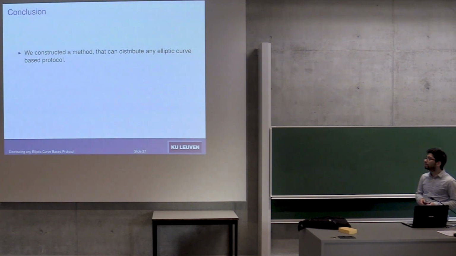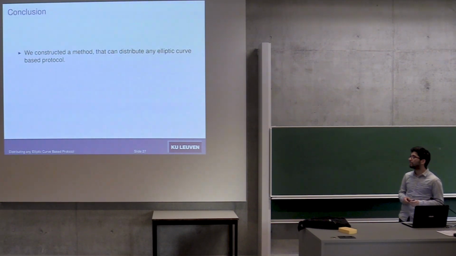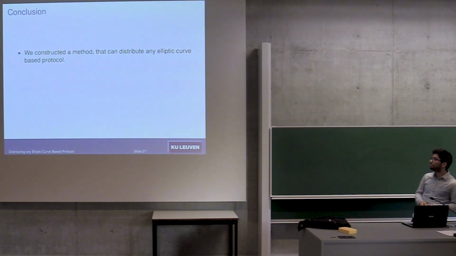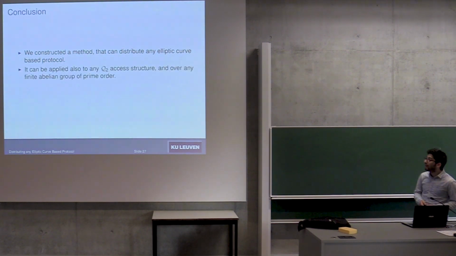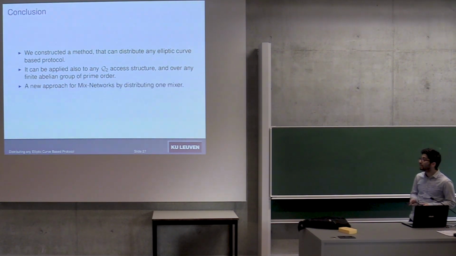And so to conclude, in this paper we constructed a method that we can use to basically distribute an elliptic curve-based protocol. This method can also be applied to any Q2 access structure where the usage of MACs is not required. And actually we can use it to distribute any computation over a finite abelian group of prime order. And finally we provided a new approach to realize mix networks by distributing one mixer using MPC.